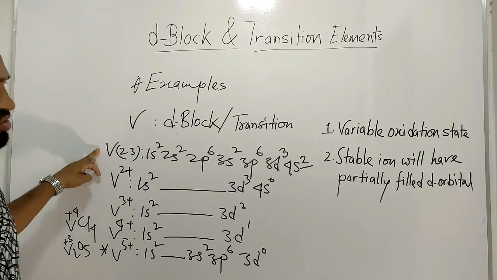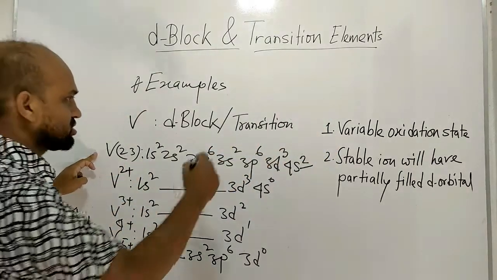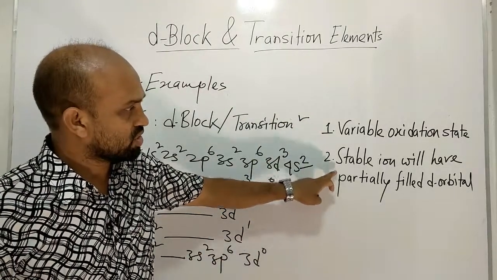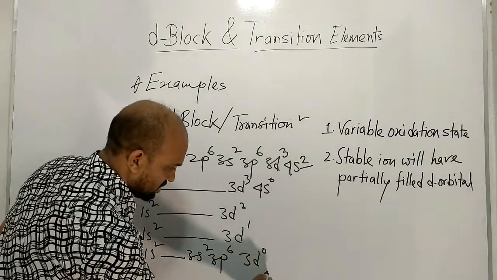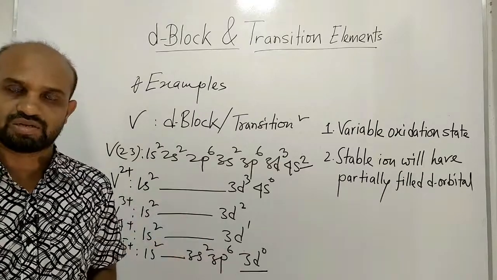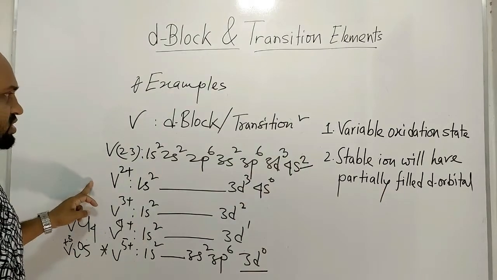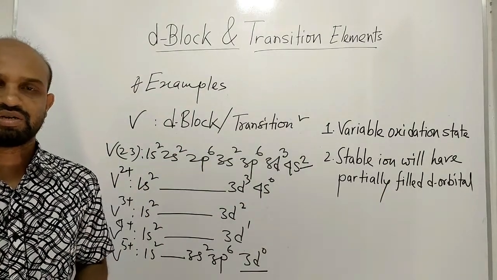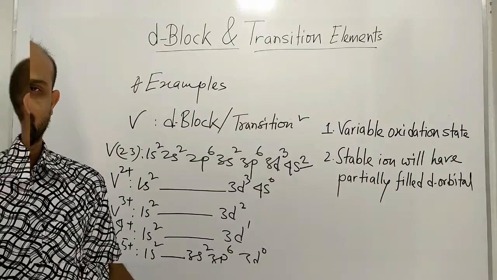First of all, vanadium can show variable oxidation state, so this is a transition element. But let's see another point: a stable ion will have a partially filled d orbital. This is the stable ion, but here the d orbital is not partially filled, it is vacant. Nevertheless, considering the first point, vanadium is not only a d-block element but also a transition element.